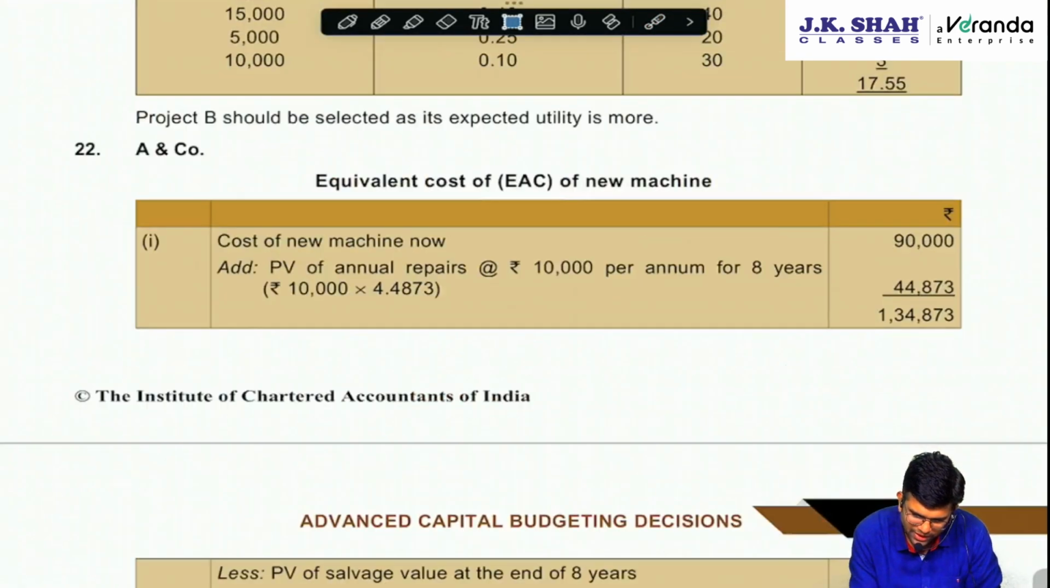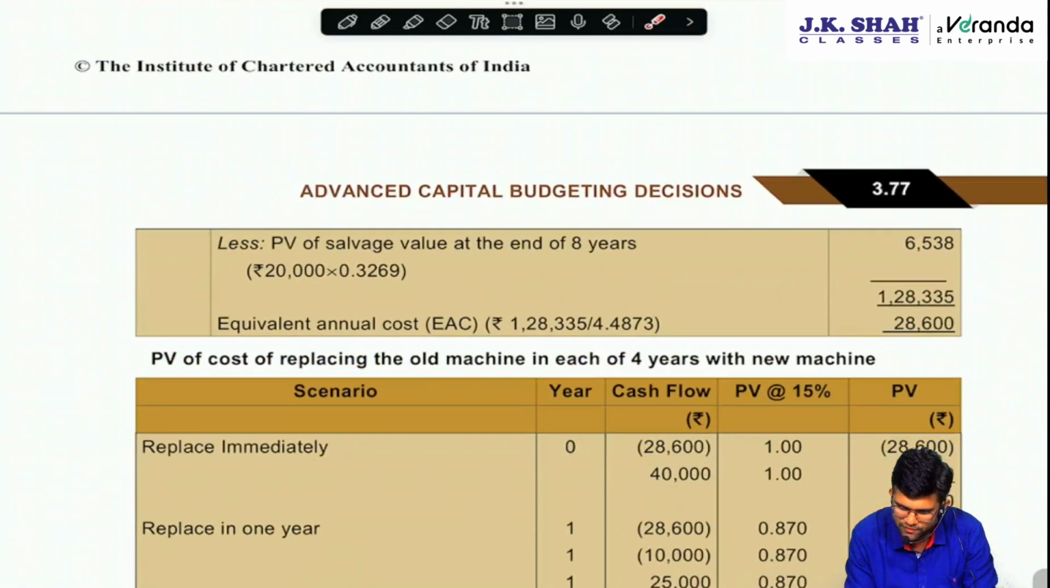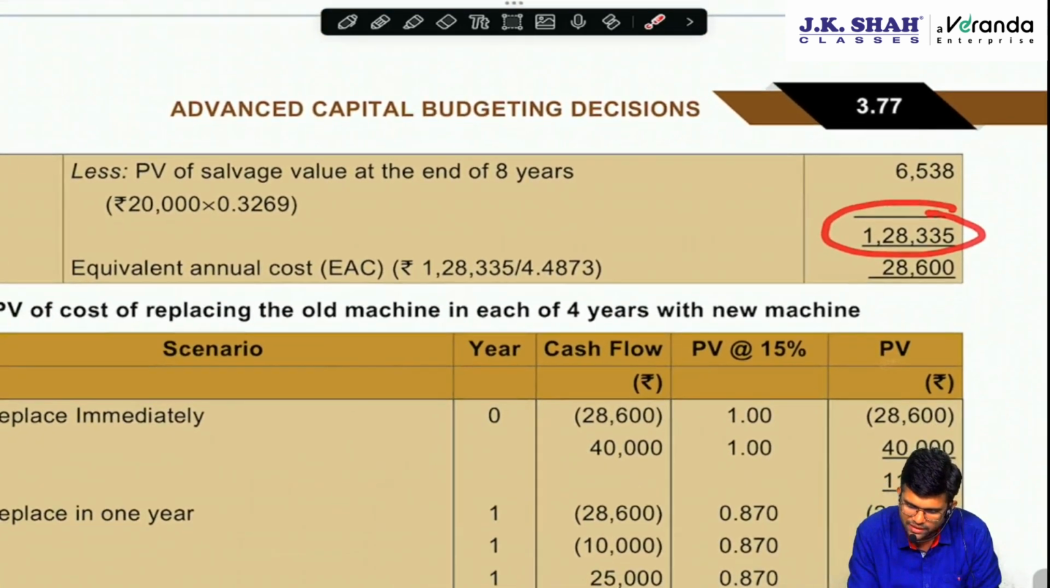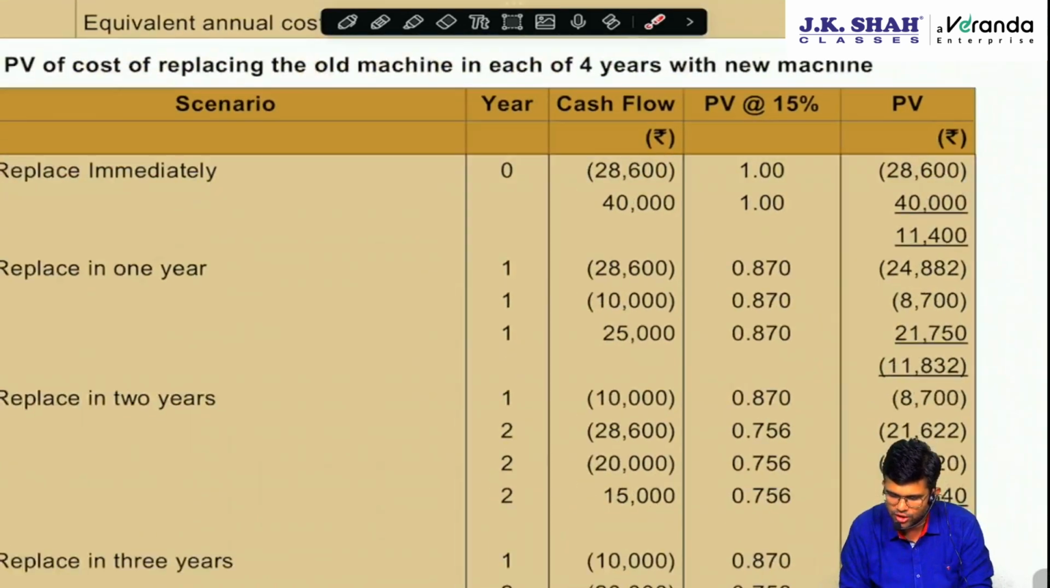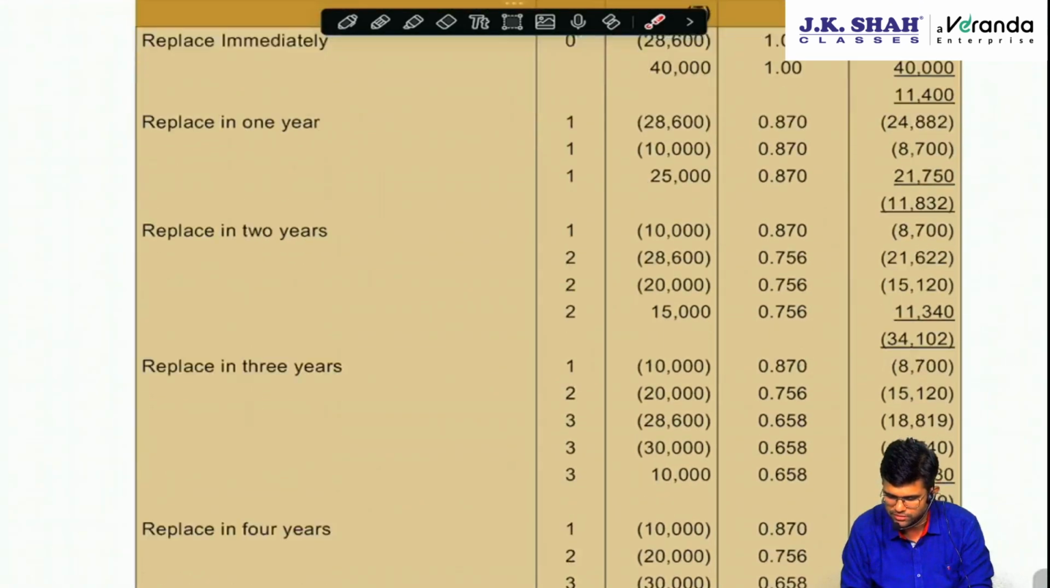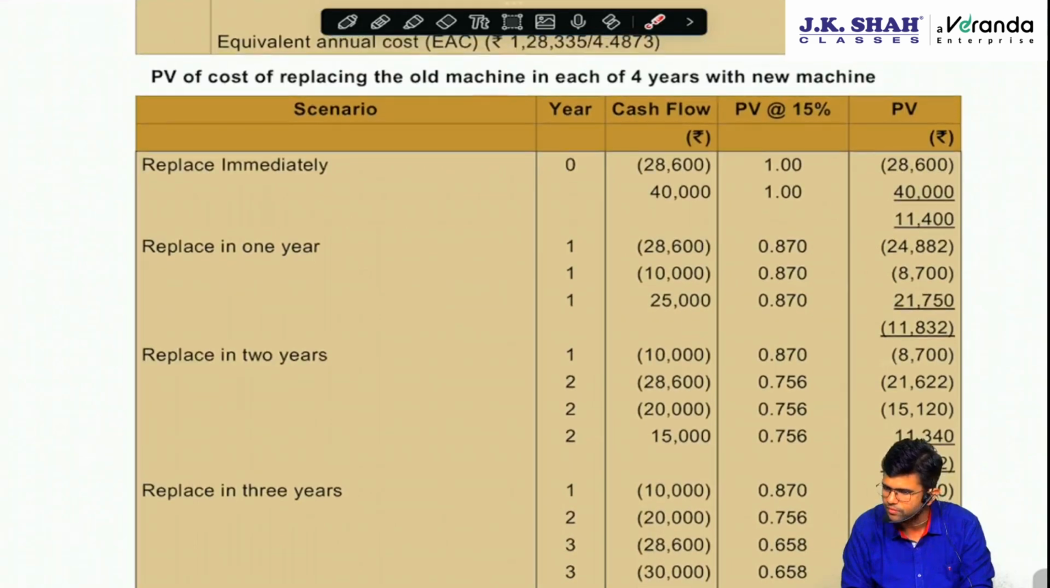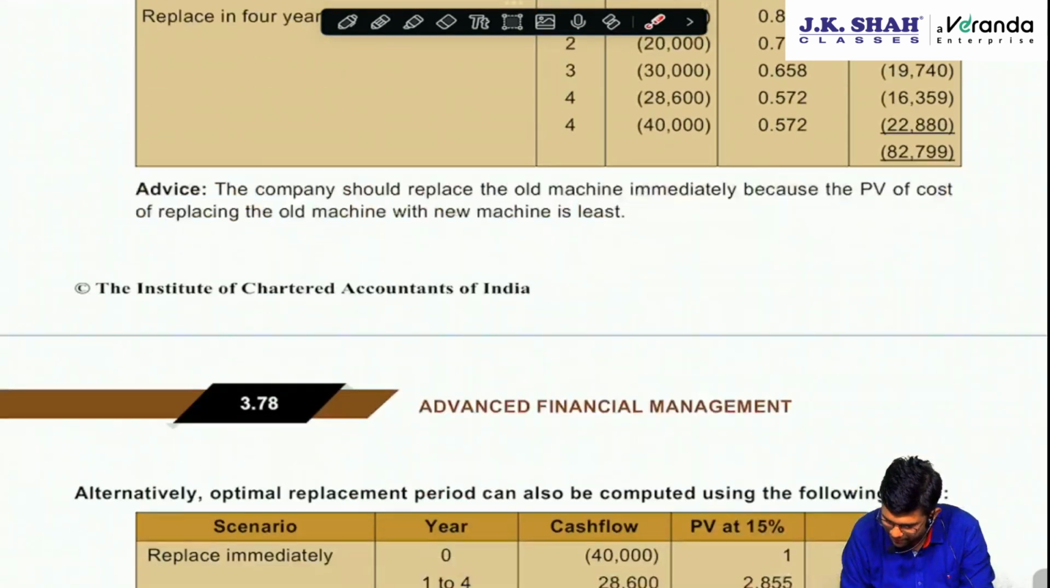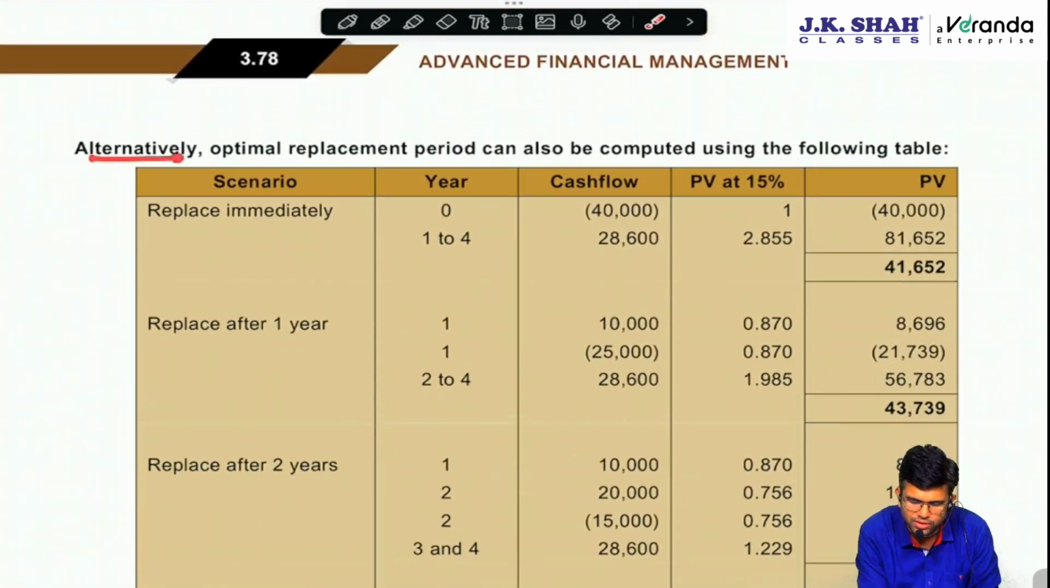You remember, look at this. They are first going for new machine only. You remember 128,335? Who will forget this number now, correct? And then everyone remembers 28,600 EAC. Once they got this, then they made this solution, which is very difficult to make head or tail of. I am skipping this, and then I am coming to the alternate solution.